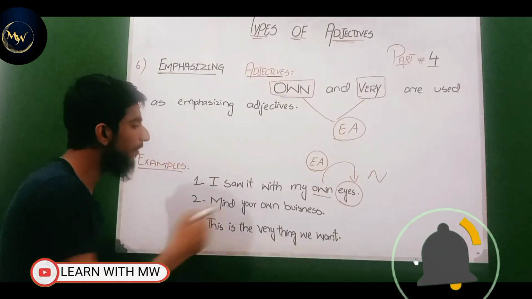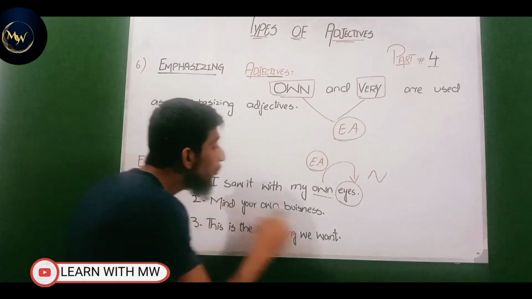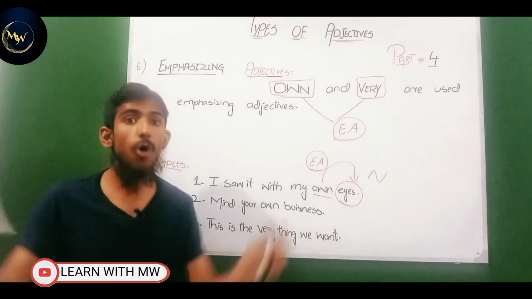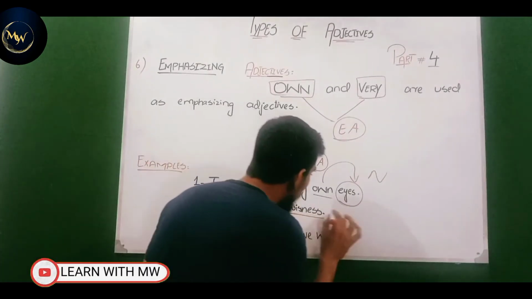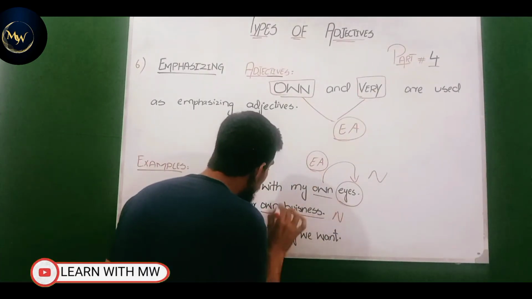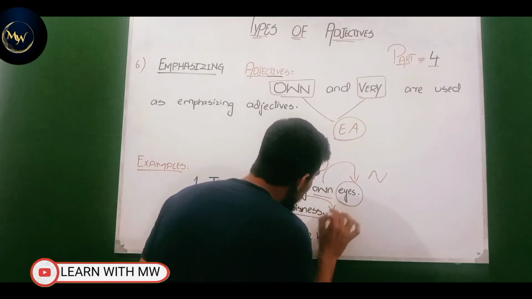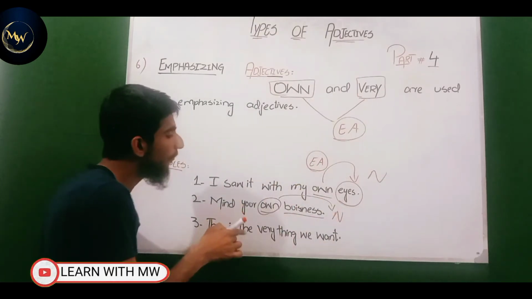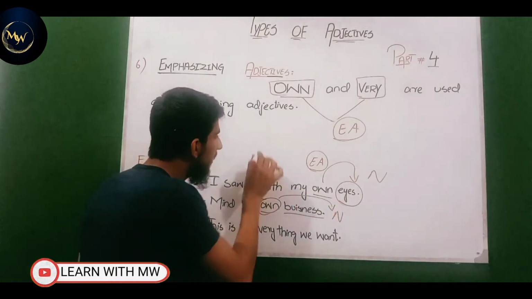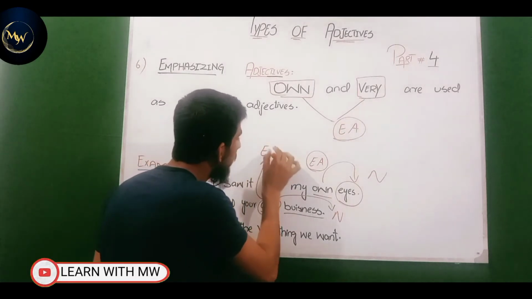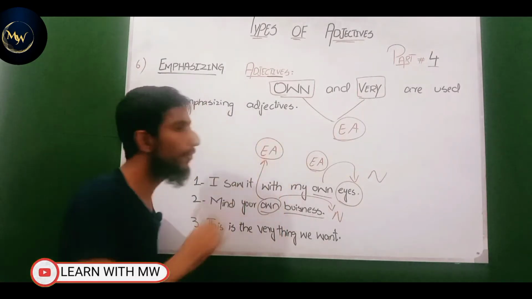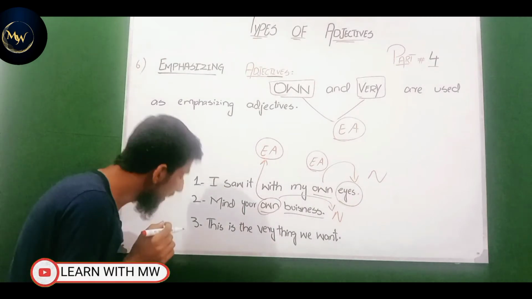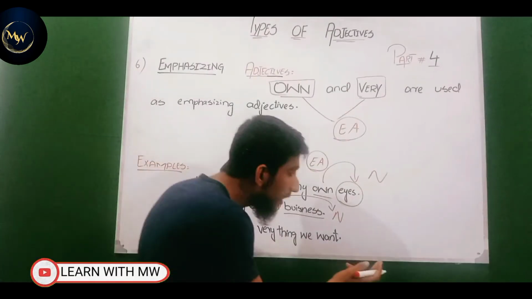Look at a very important statement. Mind your own business. "Business" is a noun, and "own" adds meaning to the noun, and it is also used for the sake of importance and significance. That's why "own" is used as an emphasizing adjective in English grammar. Look at the last statement: This is the very thing that we want.